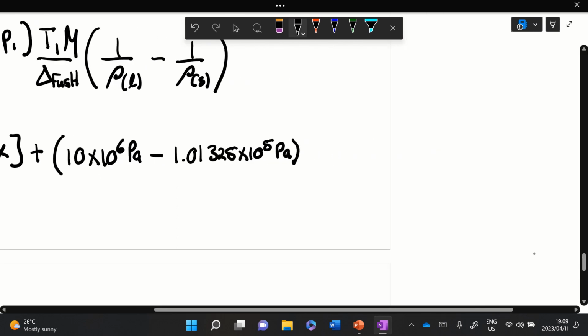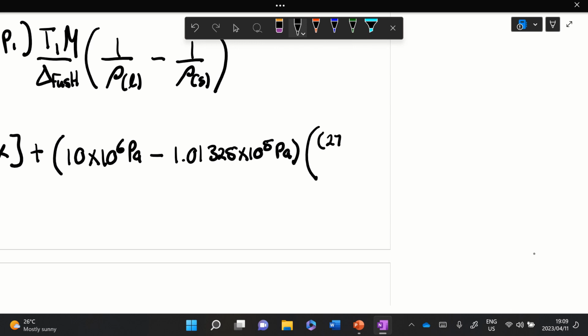Then we have a factor here which is T1 again, so that's 273.15 Kelvin, times the molar mass of water, which, if we quickly look on the periodic table, is 18.0158 grams per mole.